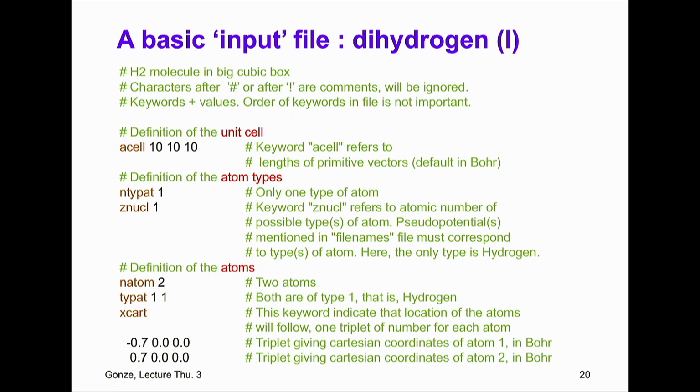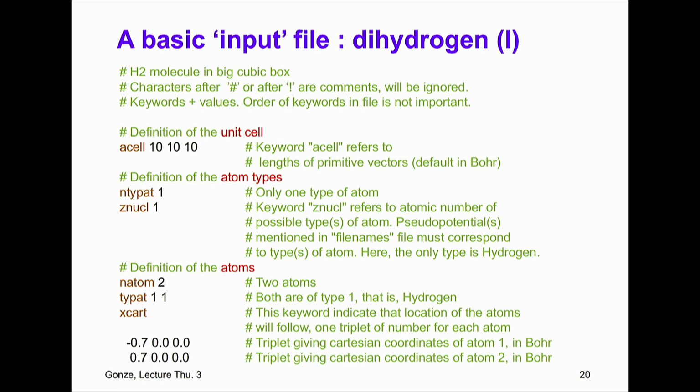Up to you. Definition of the unit cell: the keyword is acell, and it is followed by 3 numbers, 10 by 10 by 10. It is a 10 by 10 by 10 cubic box in atomic unit, Bohr. Okay? If you want to use angstrom or nanometers, no problem. ABINIT can identify these, but you have to add here nanometer or angstrom. By default, it's always atomic unit.